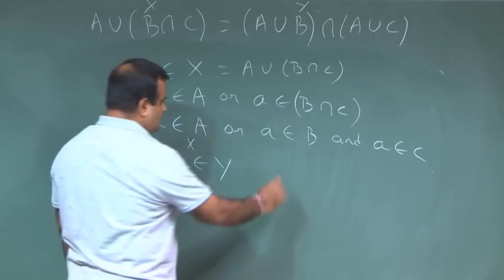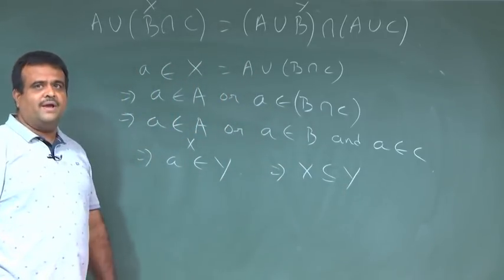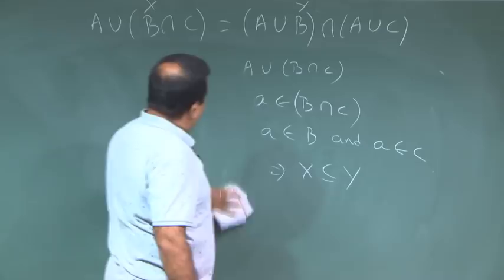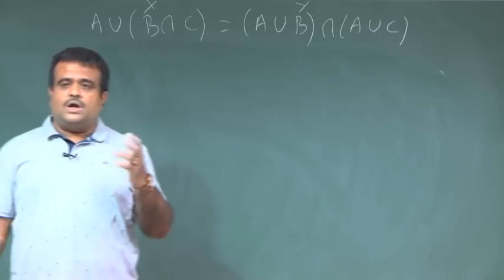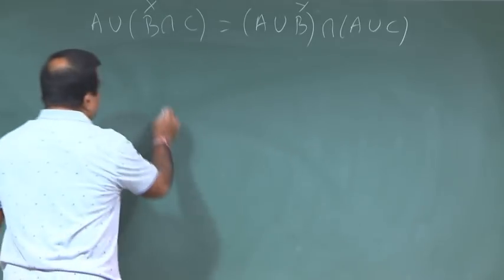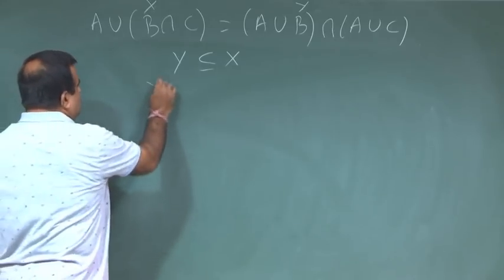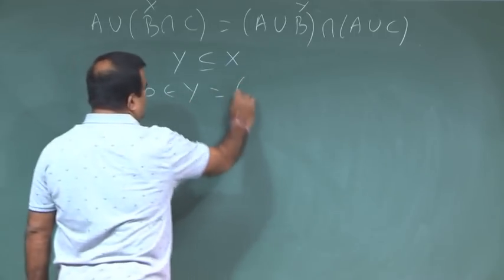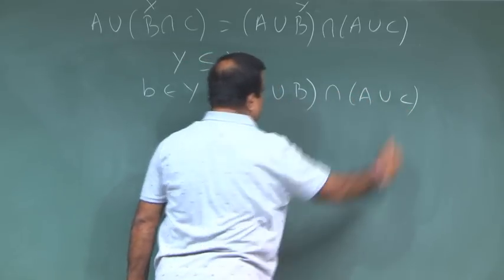So, this implies X is a subset of Y. Now, the other way around, we have to prove Y is a subset of X. So, we take an element from Y. This type of argument you have to use when we try to prove this type of property. So, we have to show now Y is a subset of X. For that we need to take an element, say b, from Y. So, Y is basically (A intersection B) intersection (A union C).